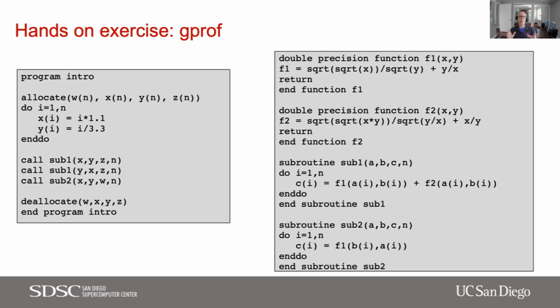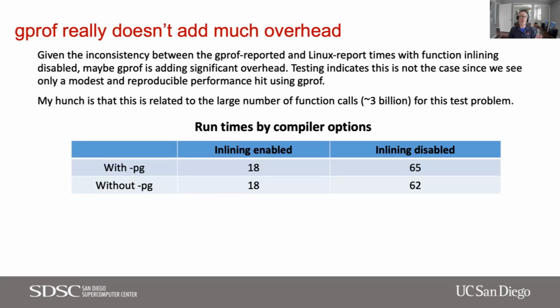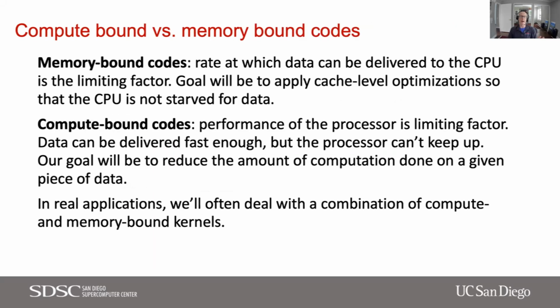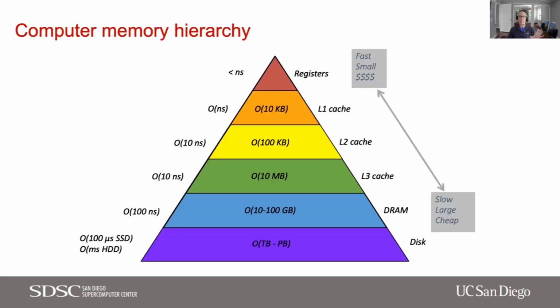And we're going to be doing a lot of work for each piece of data. The next example, though, that we're actually going to run is going to be the opposite extreme, and that's memory bound, where we're reading in data and doing very, very little work on it. And this is where the cache level optimizations are going to come in.